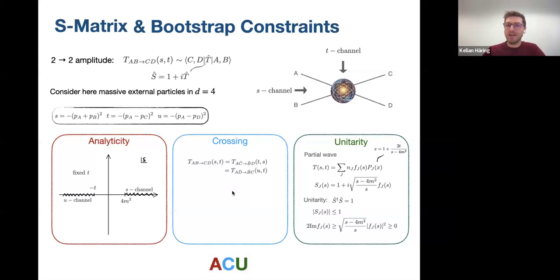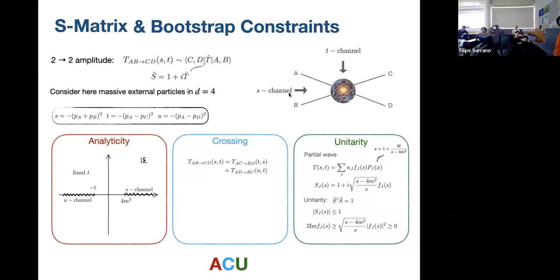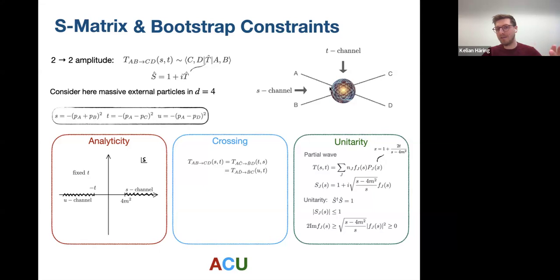The second constraint is crossing. It's simply a statement that I can look at the scattering process from different perspectives. I can look from left to right or from top to bottom. These are respectively the S and the T channel. It's simply the statement that if I scatter particle A and B going to C D, or particle A antiparticle C going to antiparticle B D, it's given by the same analytic function by permutation. And similarly in the U channel.